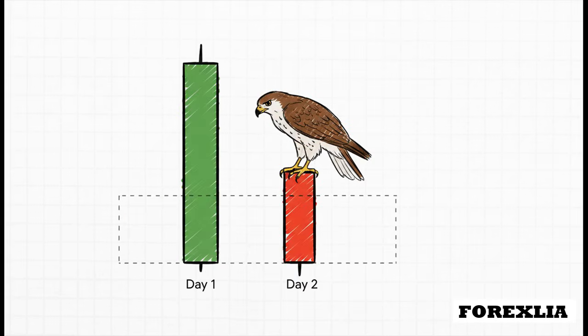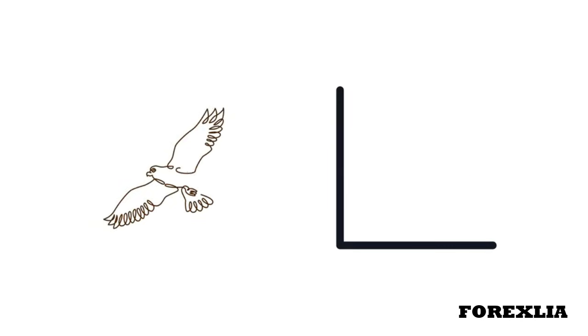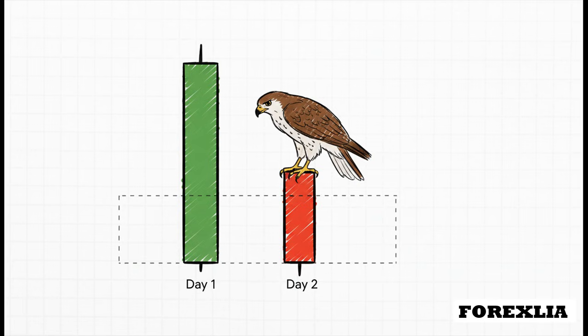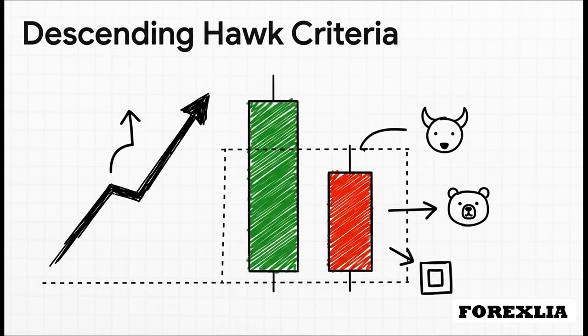But then day 2 happens and the story changes. The day might start off strong, but then the sellers show up and push the price back down. And here's the key. Look how this smaller red candle is totally swallowed up by the body of the big green candle from day 1. That right there, that is our descending hawk, just perched inside the previous day's range, hinting that things might be about to change.